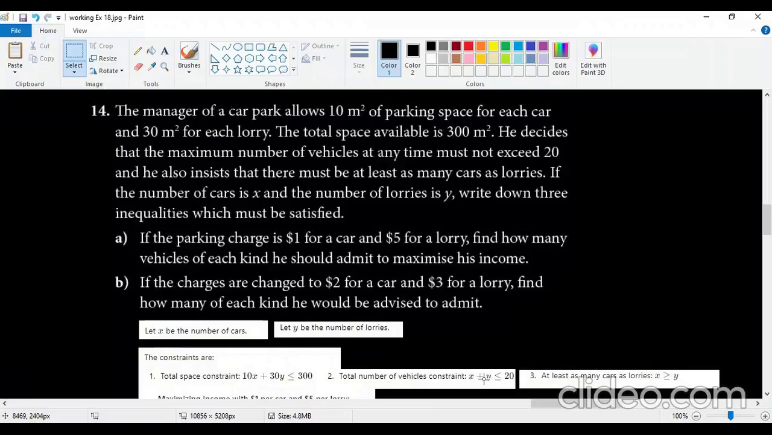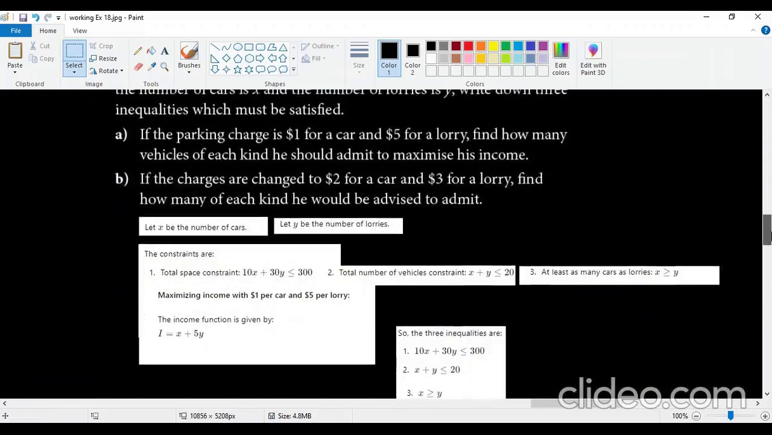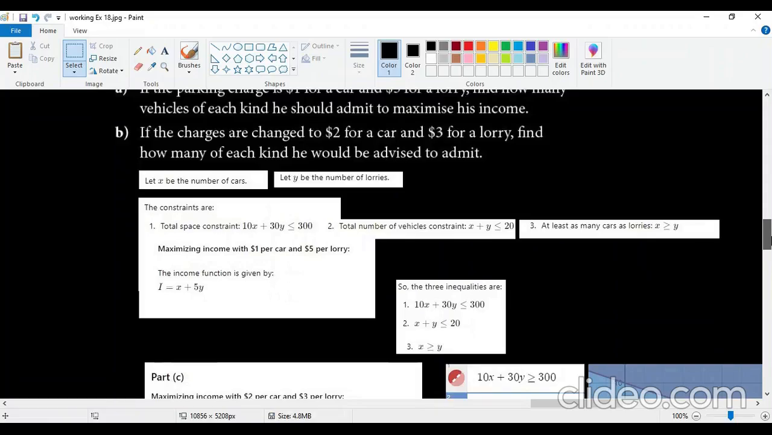Constraints depending upon the questions are here. Three constraints: 10 of X types and 30 of Y types should be less than or equal to 300, and both the lorries and the cars should be less than or equal to 20. 20 is the maximum, and x should always be greater than y. Now these are the constraints when we come up on Desmos.